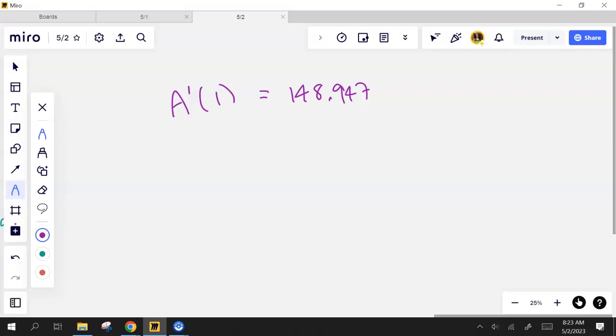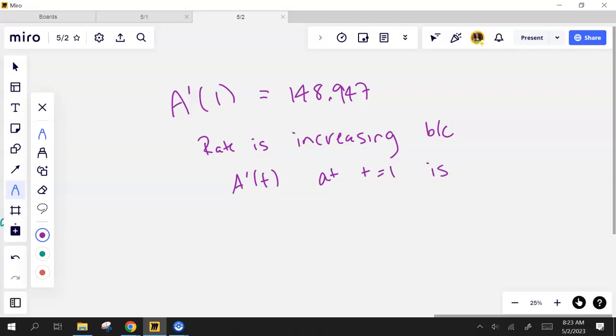So is the rate increasing or decreasing, and why? It's increasing. The rate is increasing because, and here I would probably say, the derivative at t equals 1 is positive, or the derivative at this time is positive, or the derivative is greater than 0. Any of those would work. You get a point for this, and you get a point for the reason.